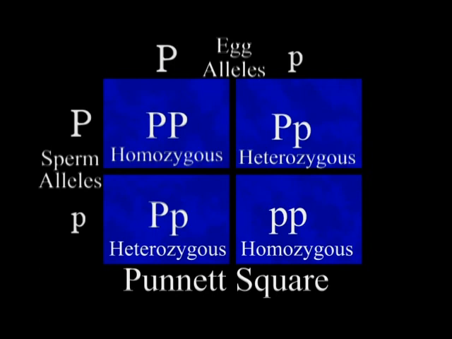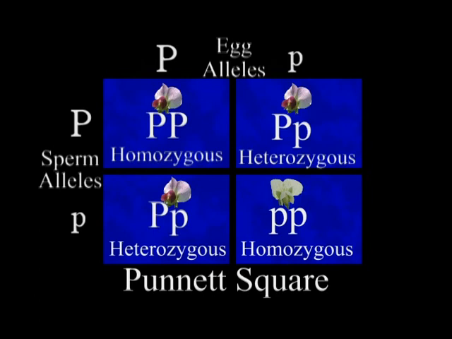Phenotype refers to an individual's actual physical characteristics, in this case, whether they have purple or white flowers. In our example, the phenotype characterized by purple flowers is produced by both the uppercase P, uppercase P and the uppercase P, lowercase p genotypes. The phenotype characterized by white flowers is produced only by the lowercase p, lowercase p genotype.